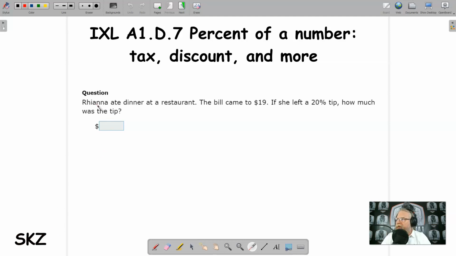All right, so Rihanna ate dinner at a restaurant. The bill came to $19. If she left a 20% tip, how much was the tip? So there's some key things that we need to go ahead and discuss here.